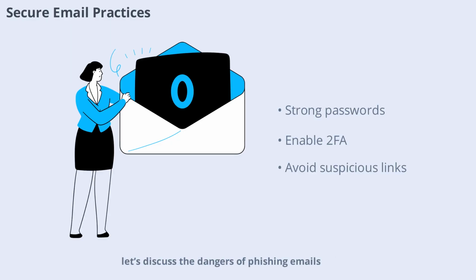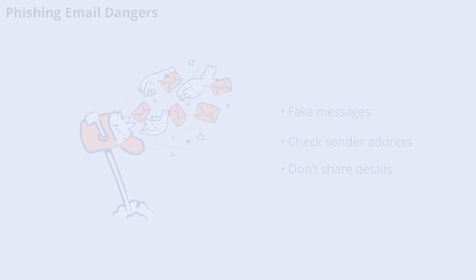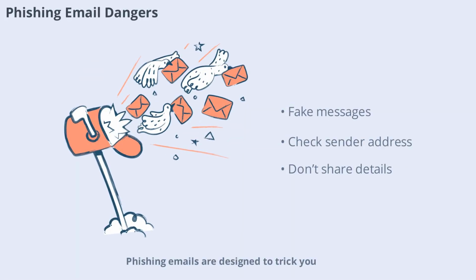Next, let's discuss the dangers of phishing emails. Phishing emails are designed to trick you into revealing sensitive information or downloading malware. They often look like messages from trusted companies or contacts. Always double-check the sender's address and never provide personal details through email.